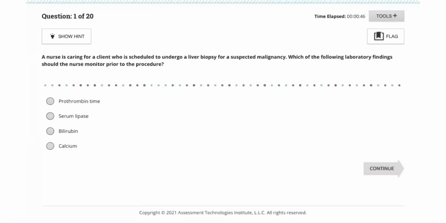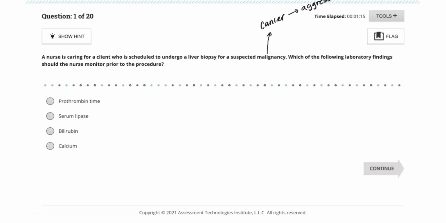What is a malignancy? Malignancy. That's for suspected malignancy. If you don't know, that's fine. I'll explain it to you. A malignancy is a type of cancer that spreads. It's aggressive. So that's what a malignancy is.